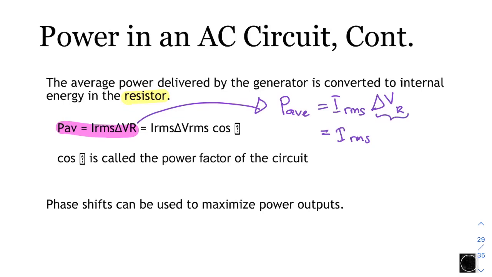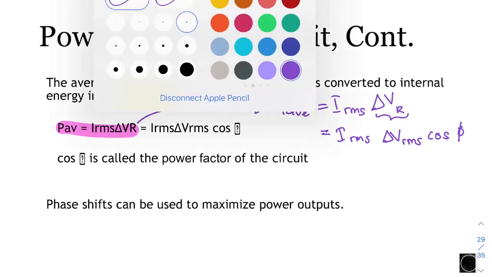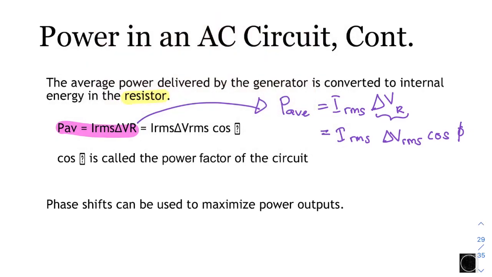The delta V R here is replaced with the delta V coming from the circuit, the power source, times cos phi. Why is it so? If you still remember the drawing, this is delta V across R.